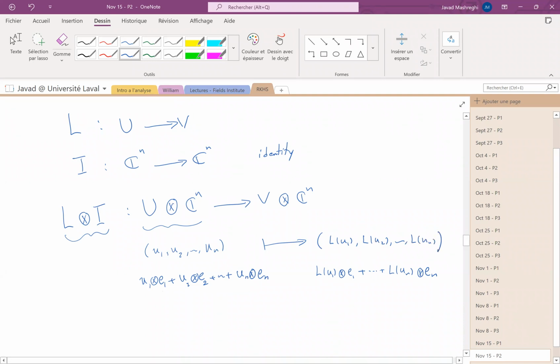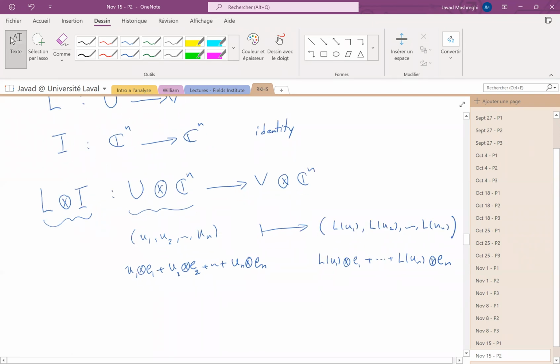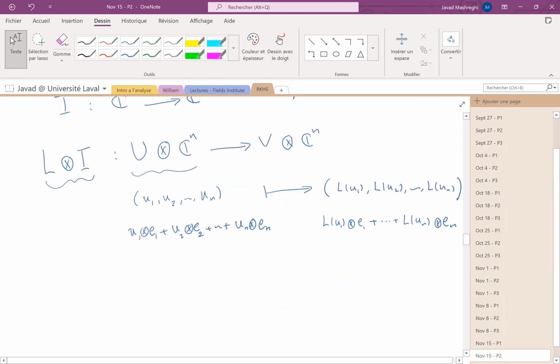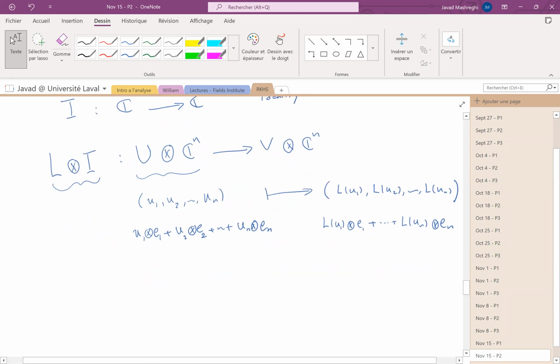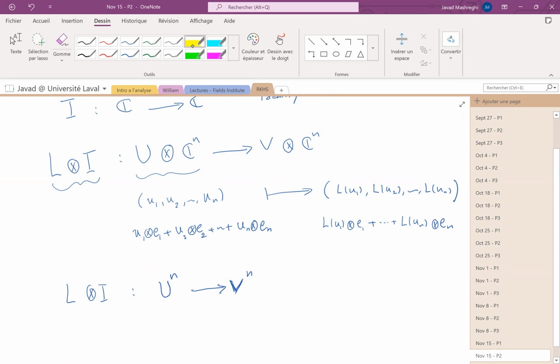So it's a mapping. We can now forget about tensor and say that we have a mapping L, or I mean L tilde if you call it, or stick to the same notation that we had before, from UN to VN, which maps this element to this element.